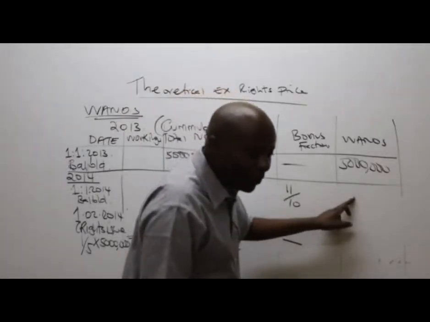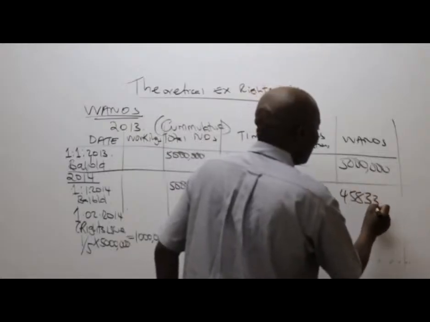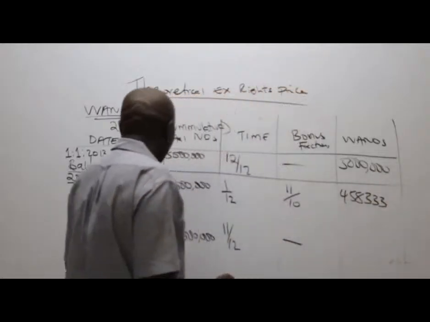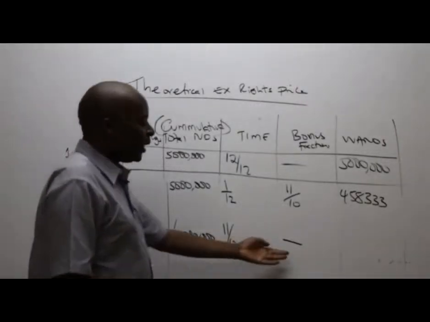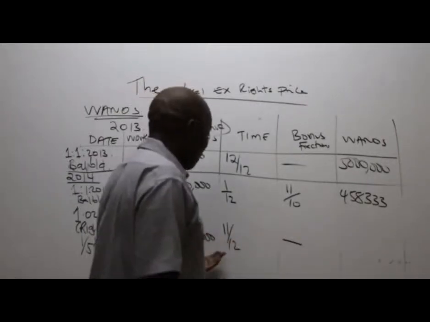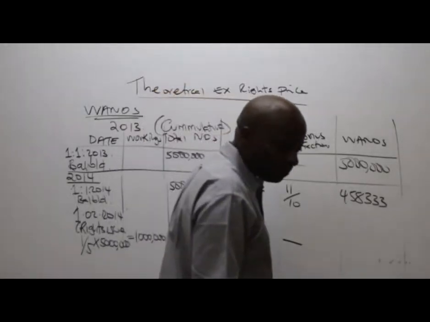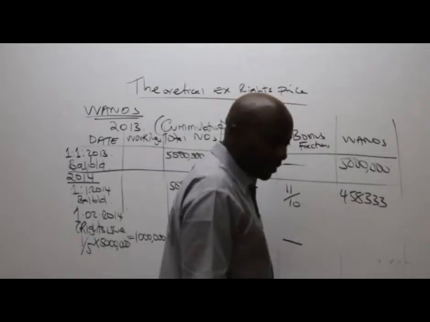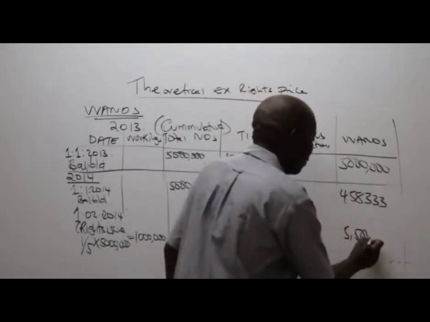So unaniambia mwalimu ile 458,3333. 458,3333 like that. How about the last one? The last one will be 6 million times 11 over 12 in a dash, of course. So it is 6 million times 11 over 12, which will give me 5 point what here, somebody? Obadia nasema ni 5.5 million, right? 5.5 million. Thank you very much.